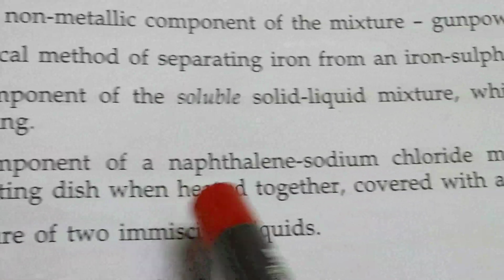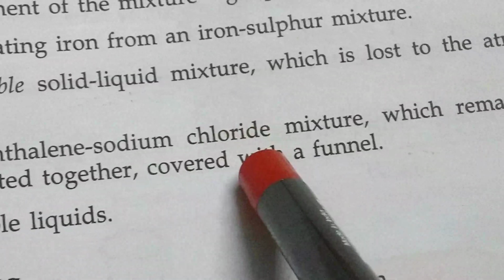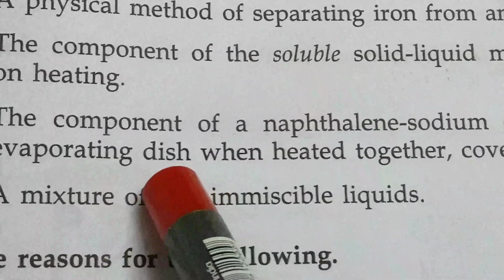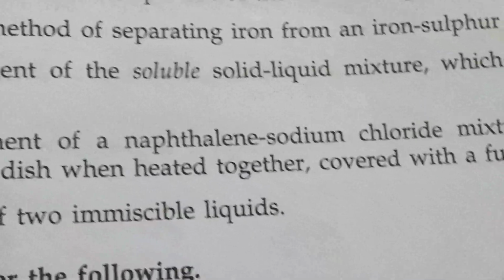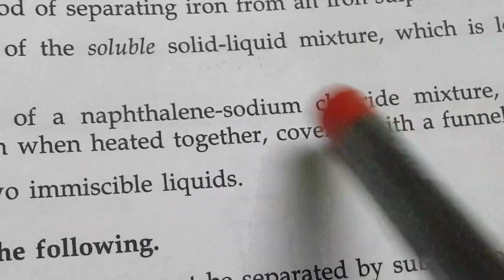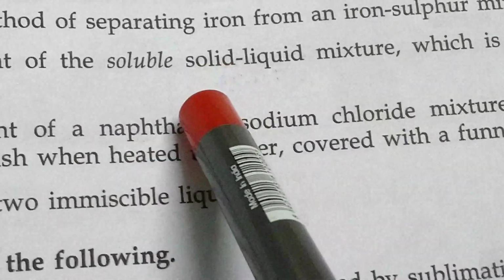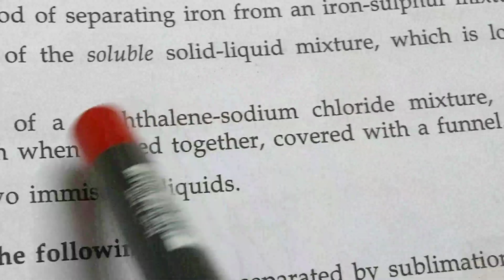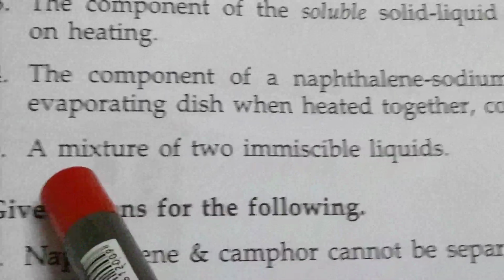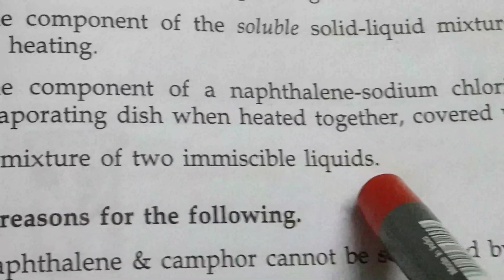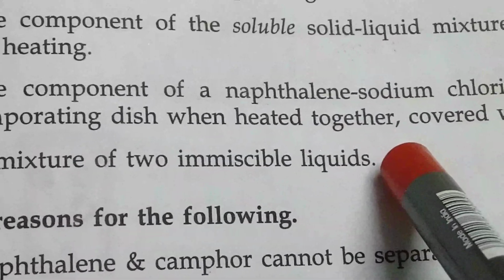The component of naphthalene sodium chloride mixture which remains in the evaporating dish when heated together covered with the funnel. Answer is sodium chloride because naphthalene directly transfers into vapor. Naphthalene is a sublimable substance. A mixture of two immiscible liquids. It may be water and oil.